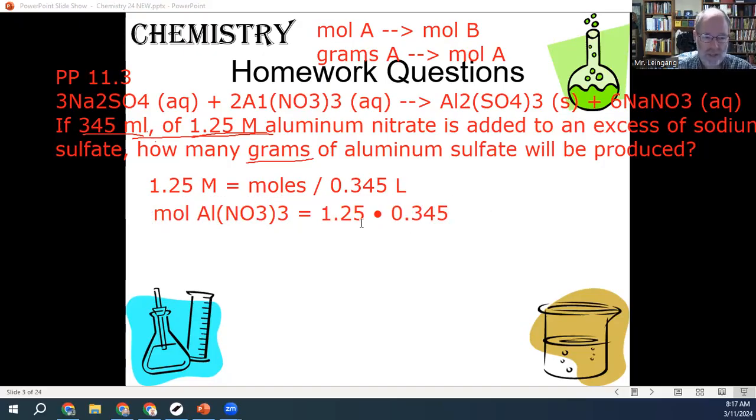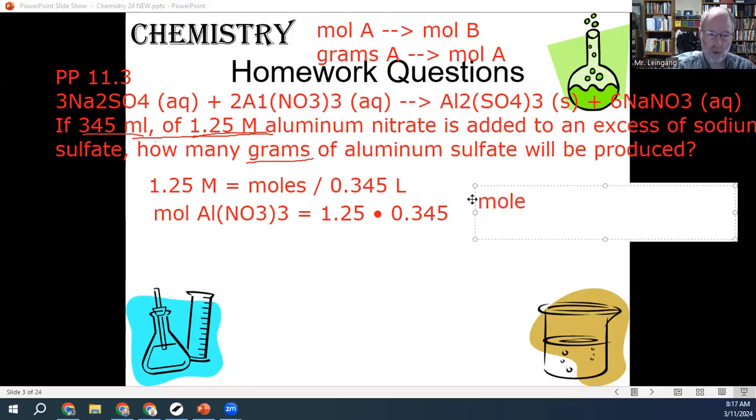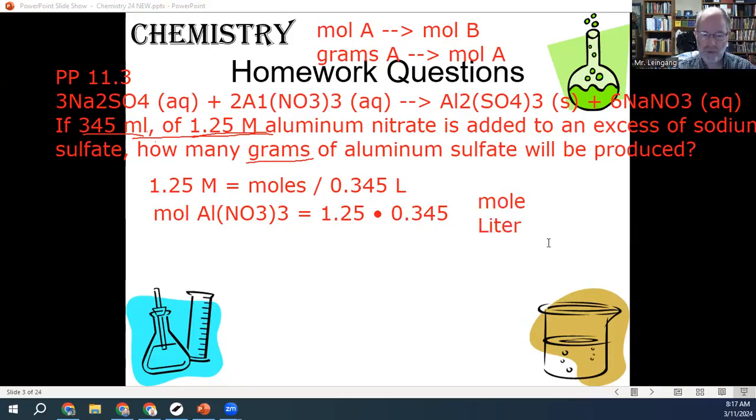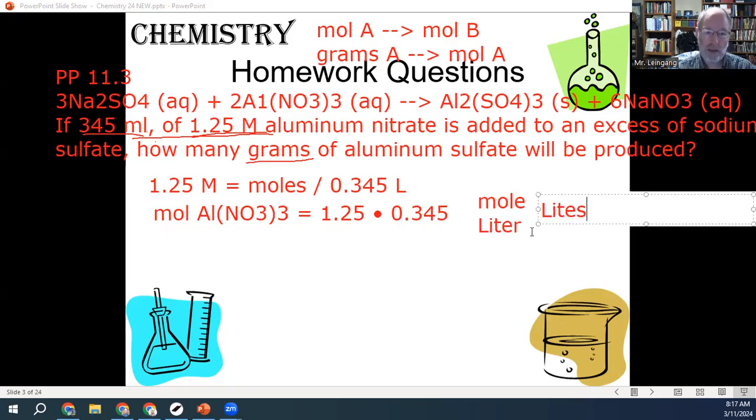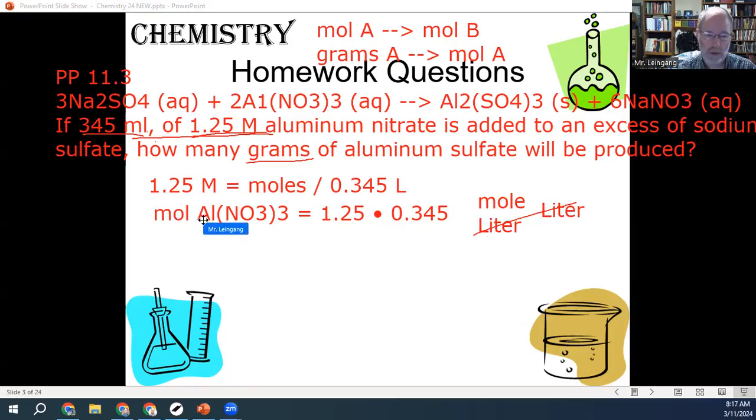And I could check my units if I wanted to in order to see if that works out to be right. The 1.25 was this capital M, which stands for molarity. Molarity is really moles per liter. And then the 0.345 is liters. What happens if I take moles per liter and I multiply it by liters? Well, the liters are going to cancel out. Pardon my typo. And you're going to be left with moles. Moles is exactly what I wanted. Okay, so my units check out.